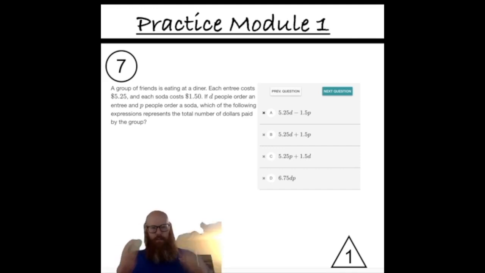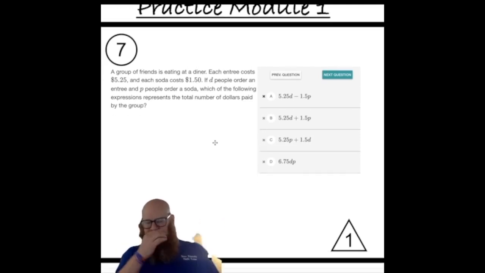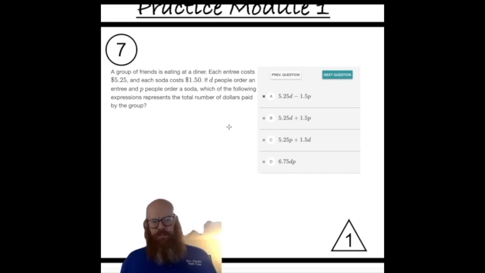All right, moving on. We are now on number 7. We're still in our level 1 easier problems stretch of this practice module. A group of friends are eating at a diner. Each entree costs $5.25 and each soda costs $1.50. D people order an entree and P people order a soda. Which of the following is the total number of dollars paid?